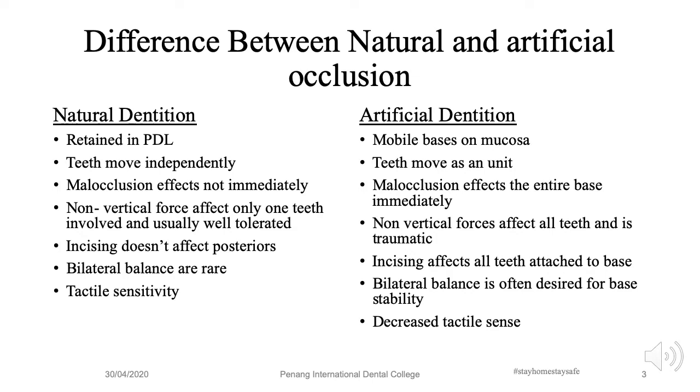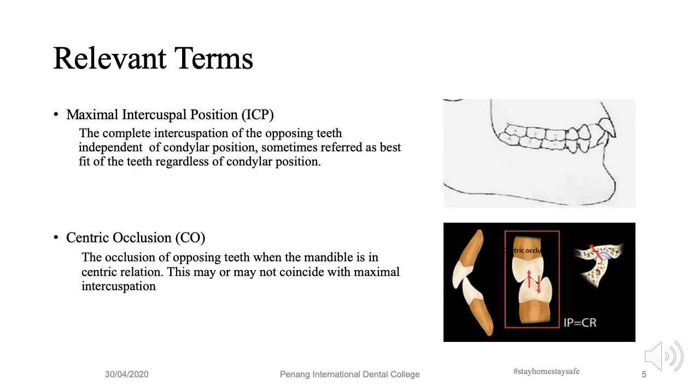So this is the difference. All you have to remember is that artificial occlusion or dentition acts altogether as one unit. All your incisors, posteriors and anteriors are acting as one unit, but in natural dentition, each tooth acts by itself. Now, coming to maximal intercuspal position.